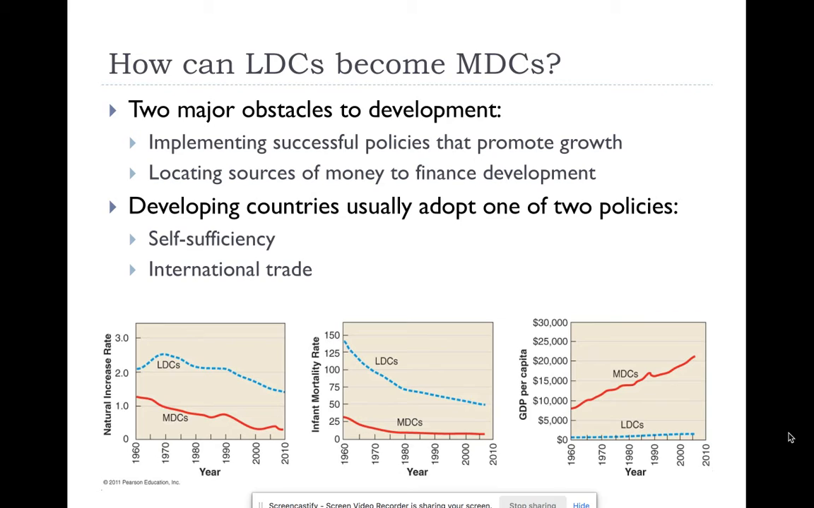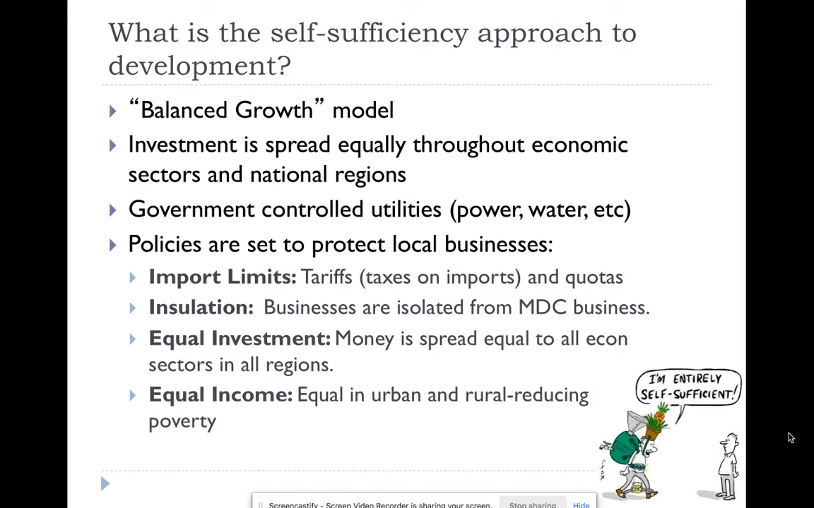Now, today, most countries are going to adopt the international trade approach. But for the sake of looking at these two options, there's also an option called the self-sufficiency approach. Right now, we don't see many countries today that look at themselves as wanting to be self-sufficient. It's just not possible very much anymore in a globalized economy. But there are two methods that we can use: self-sufficiency approach, international trade approach. All right, so we're going to go a little bit more in depth on both of these right now.